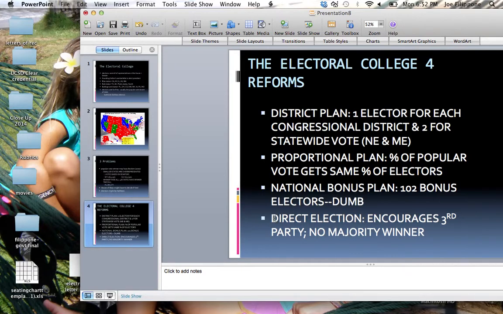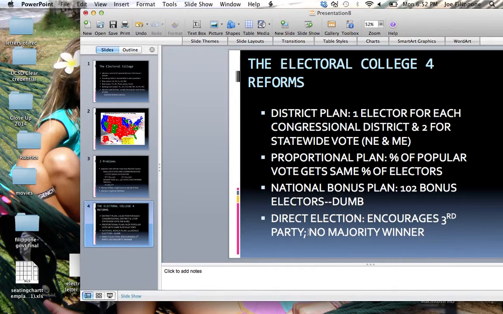And then the direct election, which is probably one of the bigger reforms that gets a lot of press. The direct election is basically based on the popular vote. It would take away the Electoral College. So there would be no Electoral College, just the popular vote. It encourages third parties to run, but also, again, you may not get a majority winner, and you might get a plurality. And what do you do after that?